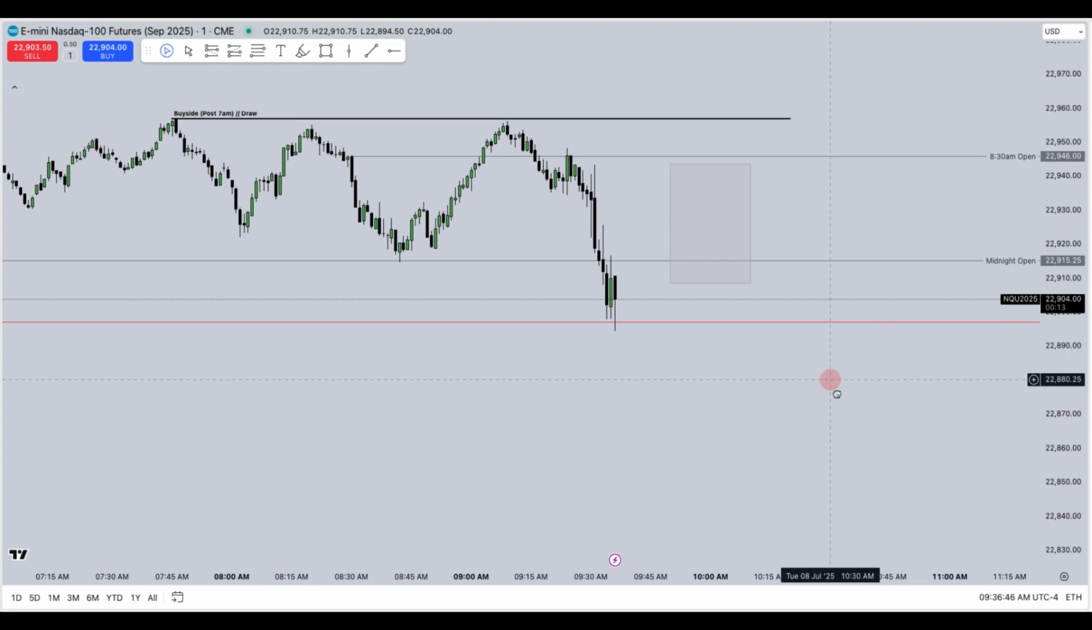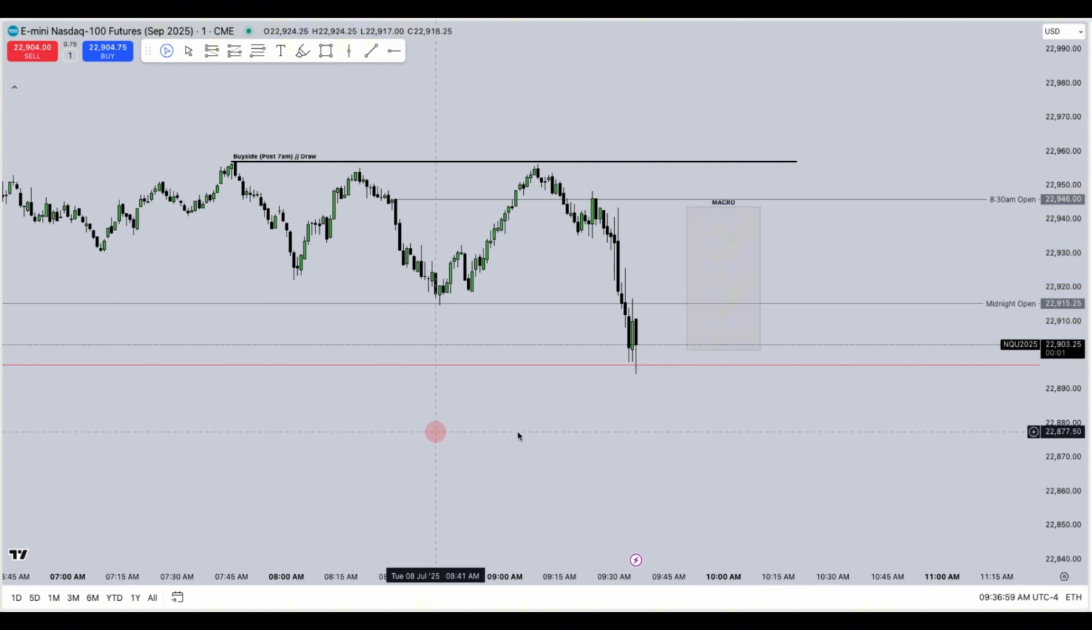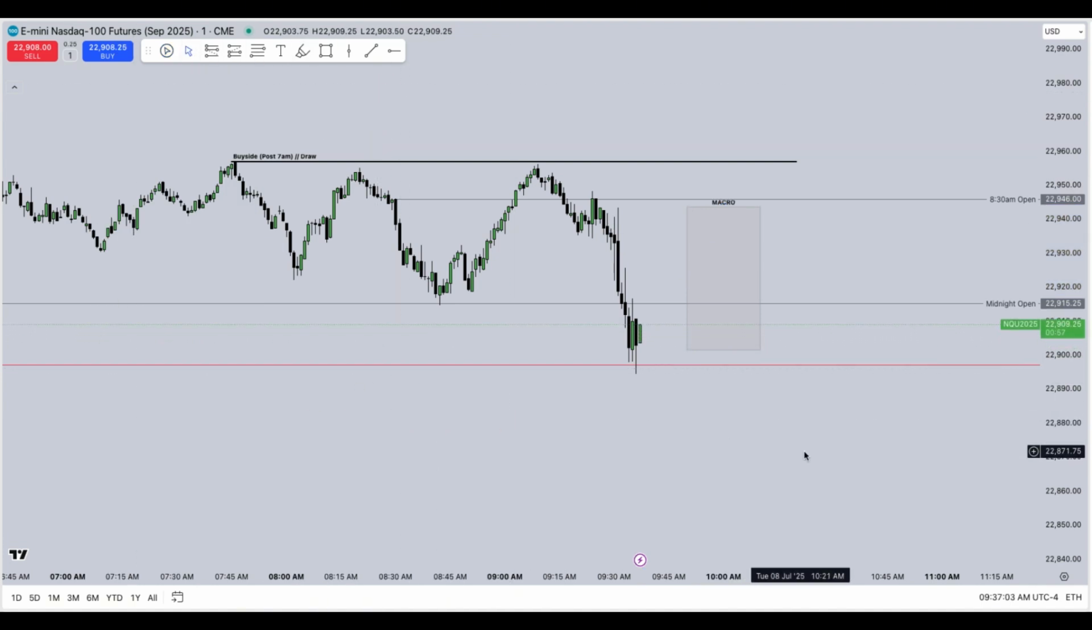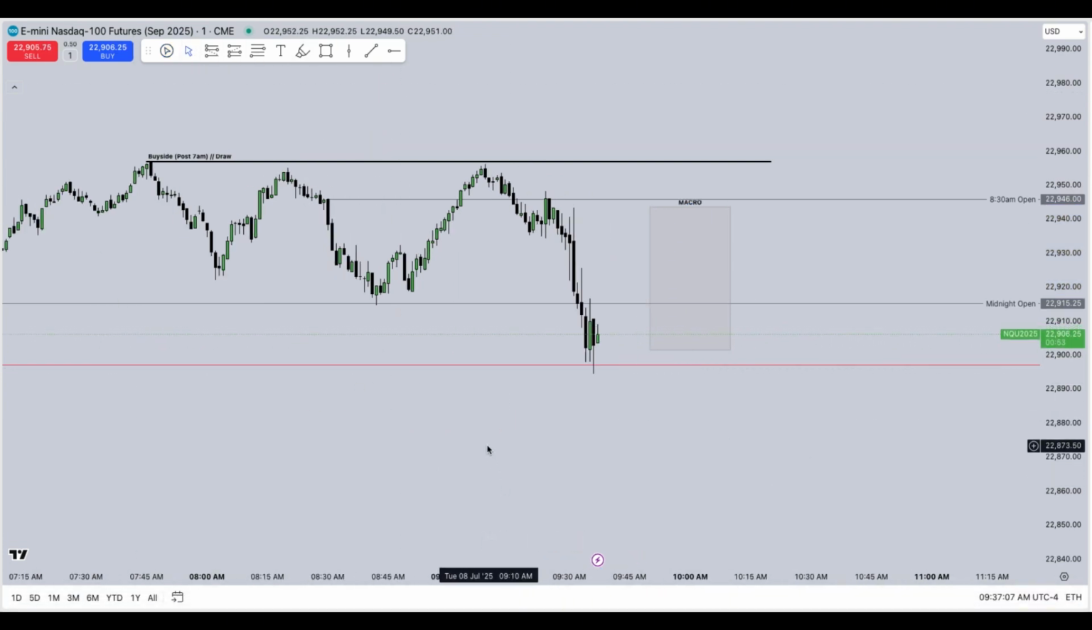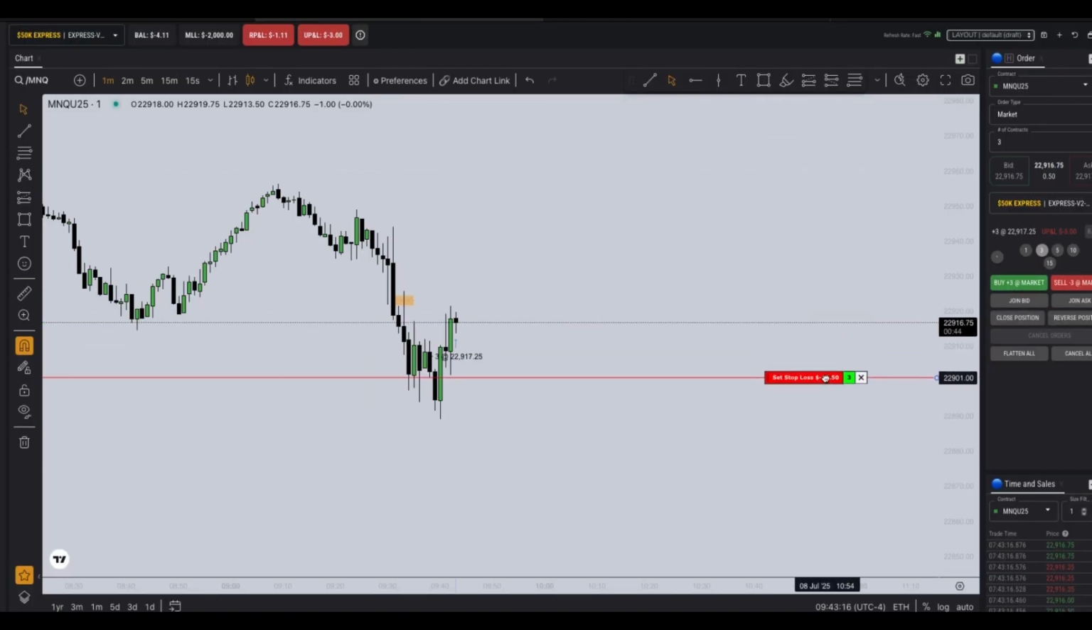Right now I'm basically waiting for an opportunity to go long. Price is in a deep discount. We swept some relative lows. We have some clear buy side above us. We touched the consequent encroachment of the opening range gap. Okay, all we have to do is sit on our hands and wait for a trade to happen.